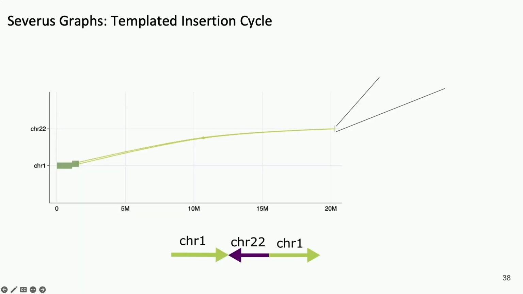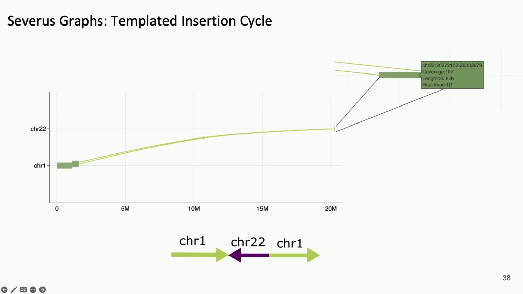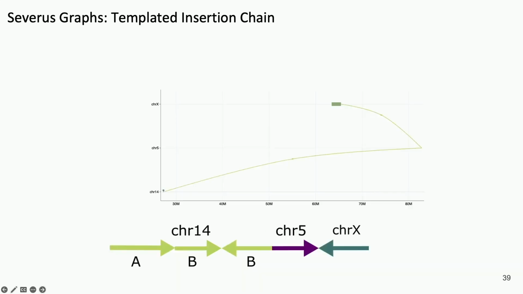So this is an example from our cell lines. This is the interactive Severus graph that we output. We have these green rectangles. They represent the genomic segments. And these lines are genomic junctions. That means it jumps from chromosome 1 to chromosome 22. In this example, we have a 31 kb insertion of chromosome 22 inside chromosome 1 in an inverted orientation.